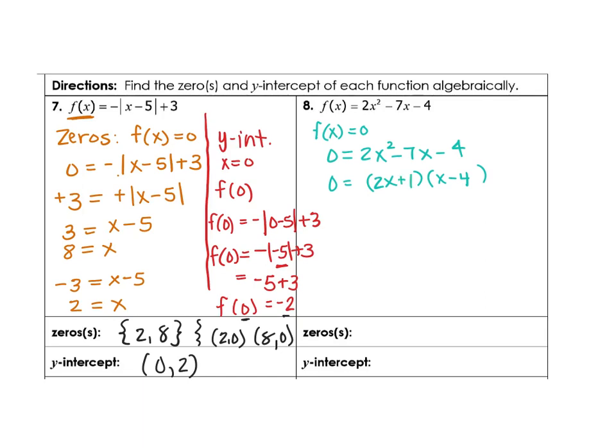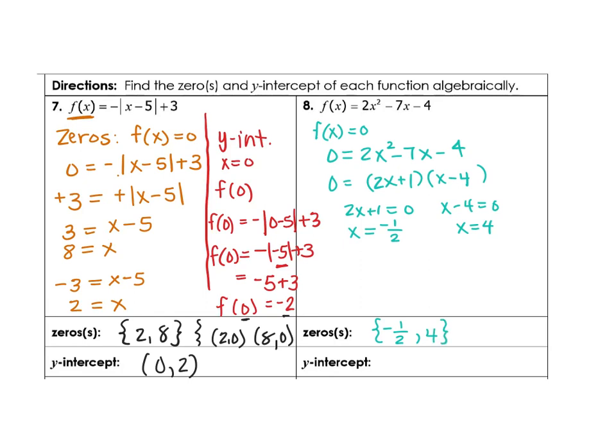Now I'm going to set each part equal to 0 and solve. So we're going to have 2x plus 1 equals 0. So that's going to give me x is negative 1/2. And then over here, x minus 4 equals 0, so x is 4. So again, we found our zeros. If we put this in a solution set, negative 1/2 and 4.